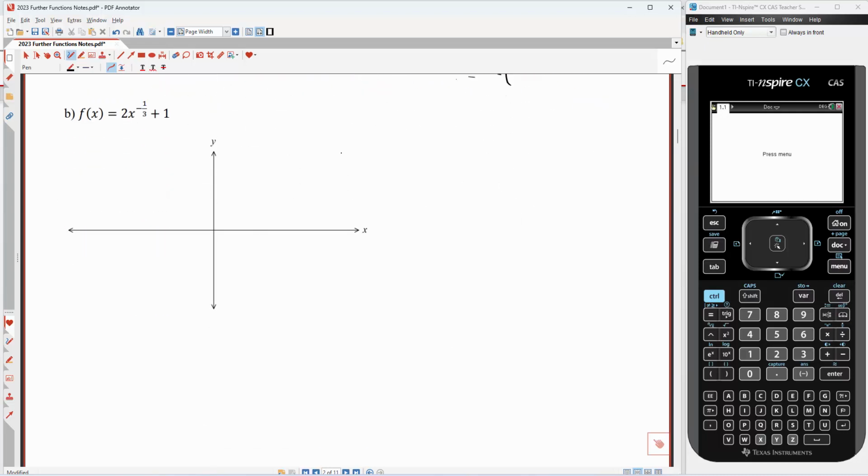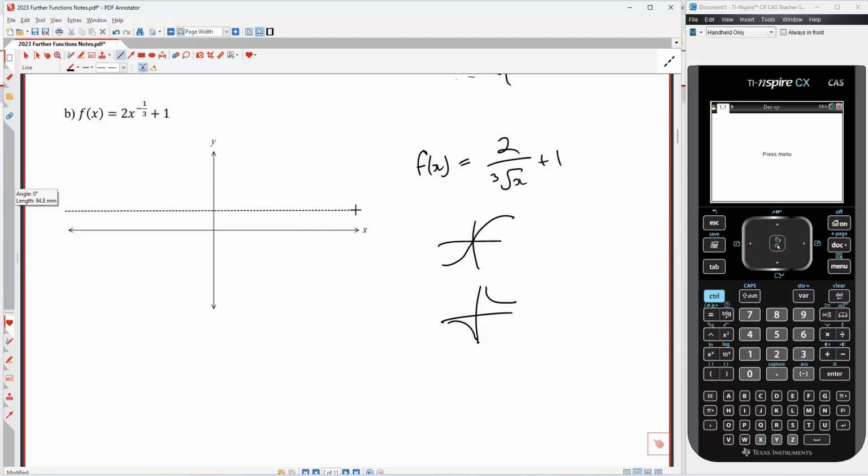Okay. This one, so we'll rewrite f of x as 2 over the third root of x plus 1. Recall that the third root function looks like this. 2 over it will look like this. And then this is just going to shift up 1 unit. So again, we're going to have an asymptote at y equals 1. So we're going to get this part, and we just need to get this part in a frame of reference down here.